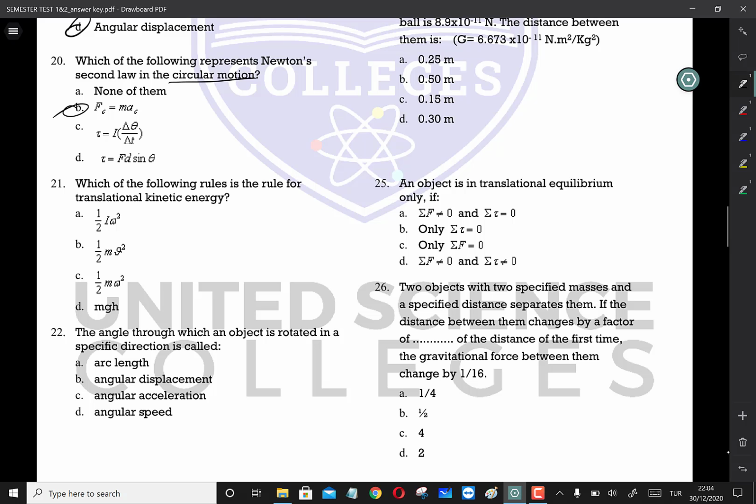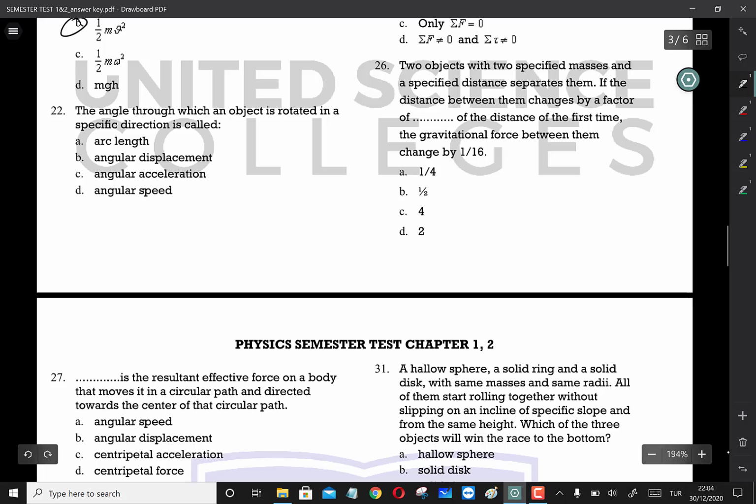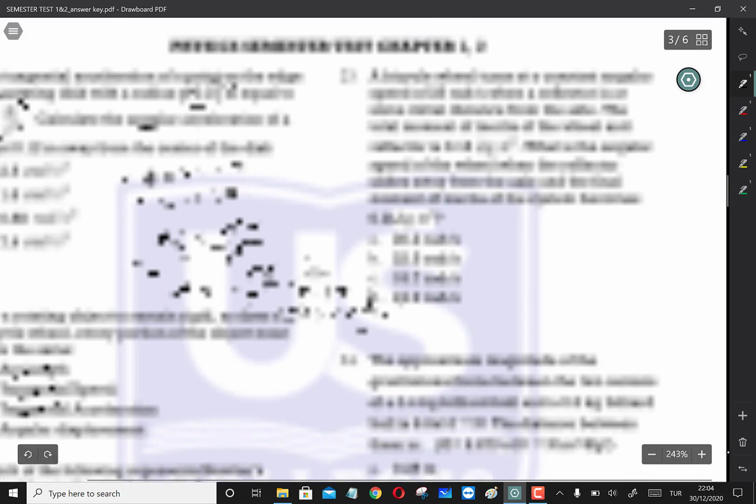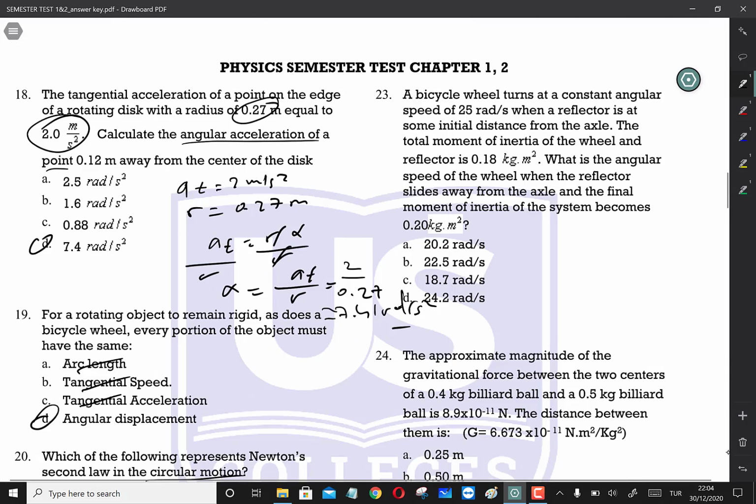Which of the following rules is the rule for the translational kinetic energy? 1 over 2 mv squared. The angle through which an object is rotating in a specific direction is called angular displacement. And question number 23. A bicycle wheel turns at a constant angular speed of 25 radian per second, which is omega.